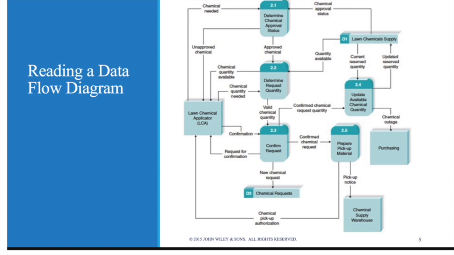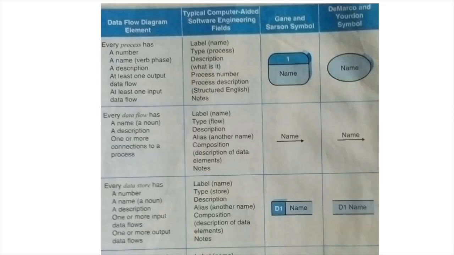Well, before we can interpret this or be able to read this very well, we should be familiar with some of the elements of the data flow diagram, some symbols that are used here. And each of these symbols represents something. What are these elements? Basically, you can see four elements there, which are the process, the data flow, the data store, and the external entity.